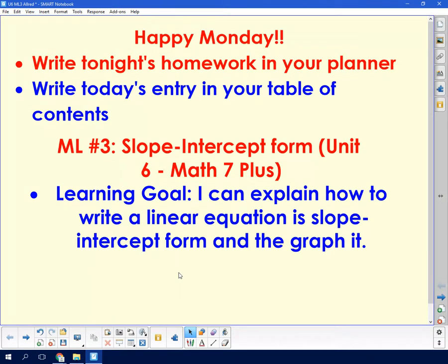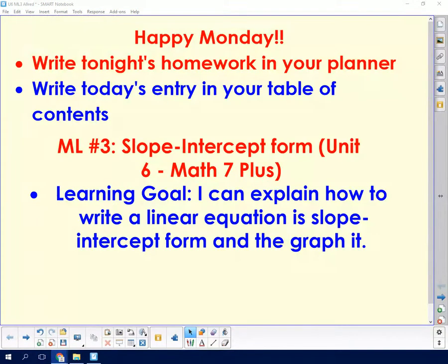Today we're going to talk about slope-intercept form. This is a lovely way to write an equation that would tell us what the graph of a line might look like. And you'll be able to explain how to write a linear equation in slope-intercept form and then graph it.